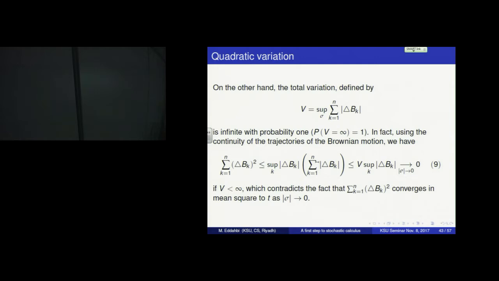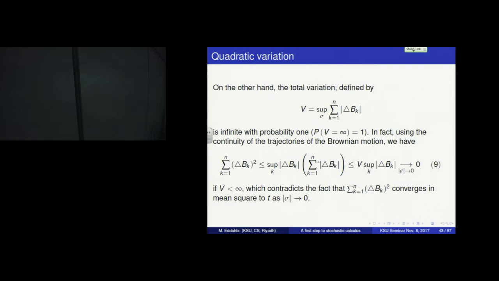Start from this difference, and I will take one of them outside and take the supremum, a classical majoration from analysis. I will take the supremum here and I will get the summation. And here I take the supremum over all subdivisions, that is V. This is less than V multiplied by the supremum. But this supremum converges to 0 when the mesh of the subdivision goes to 0. Why? Because of the continuity of B. So here we really need the continuity of B.